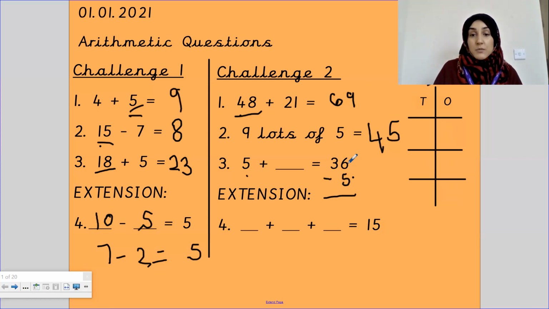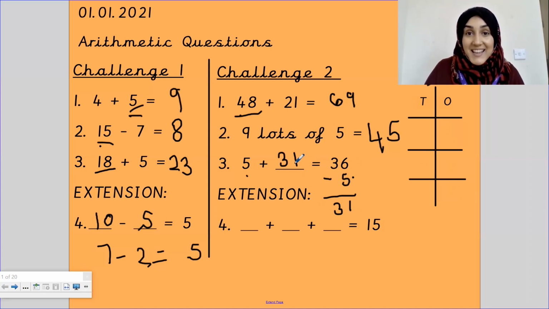So I'm going to do it this way. I'm going to do 6 take away 5, which equals 1. 3 take away 0 equals 3. So I know that 5 add 31 equals 36. Okie dokie. Well done, Morris class.